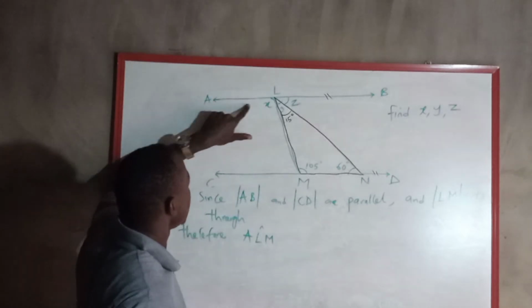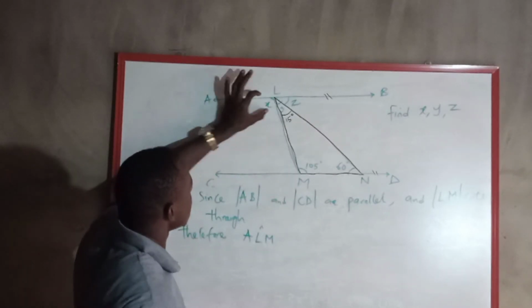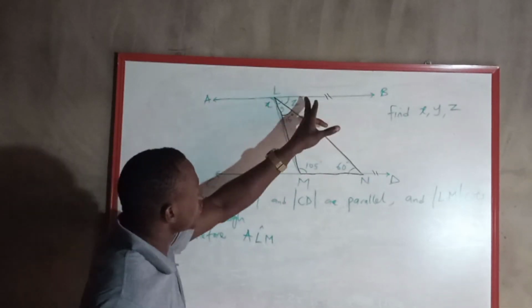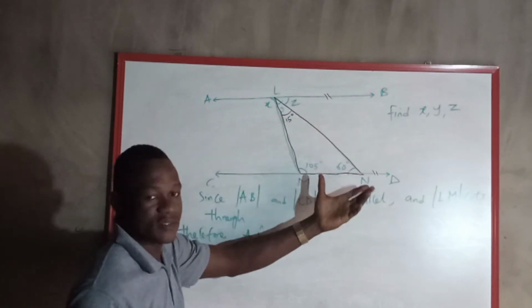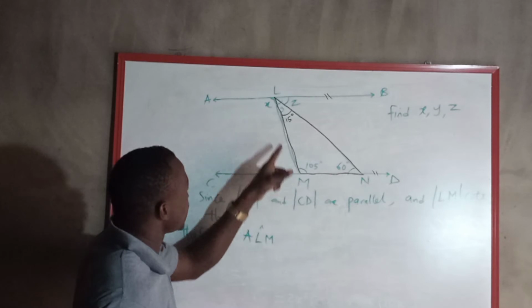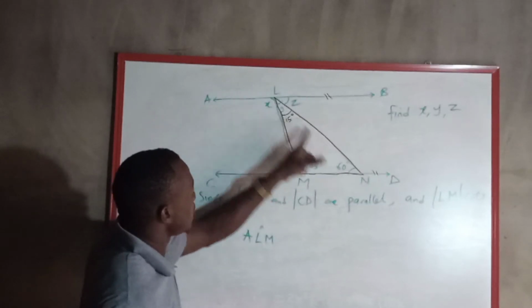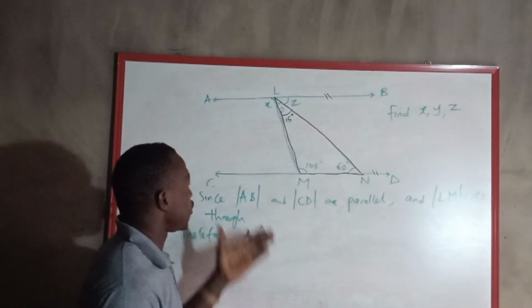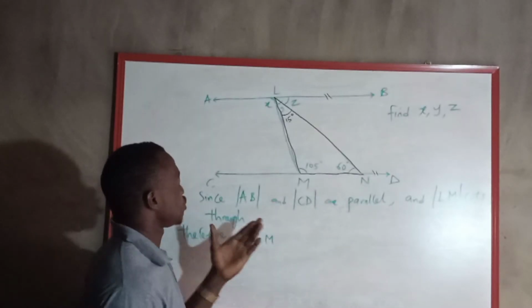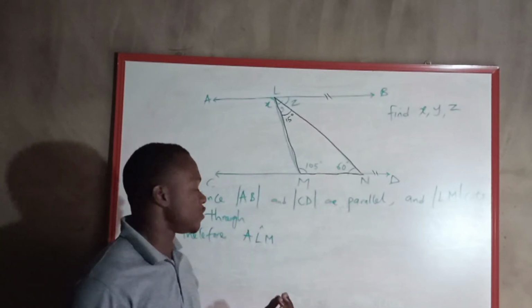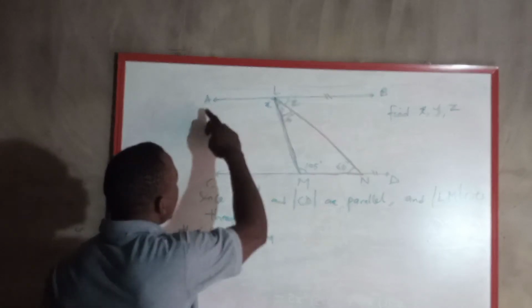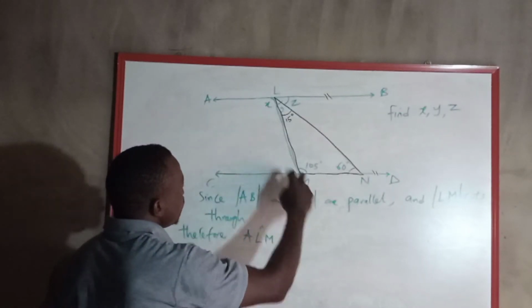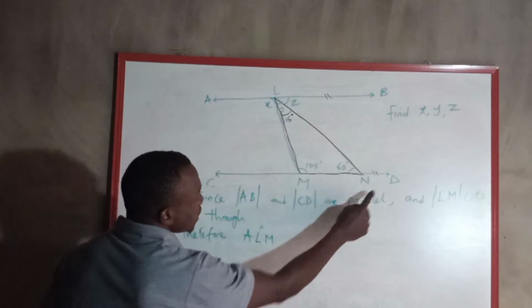So angle ALM gives us X. Then if you want to get Z, it becomes what? BLN. You see it? If they want to get Y, it becomes what? MLN. They are all angle L, but the orientation differs. So you have to specify the orientation of the particular angle. So we have ALM. Therefore, ALM, which is angle X, is alternate to what?